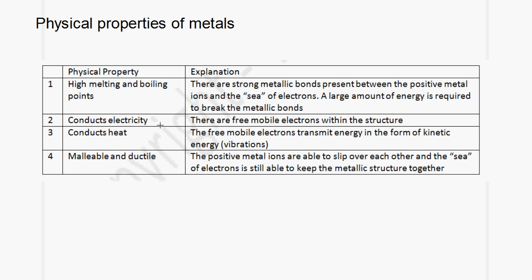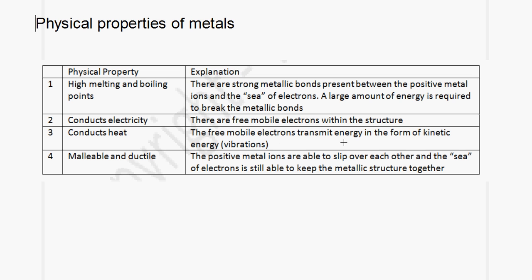The second physical property, they conduct electricity. There are free mobile electrons within the structure, and since the electrons can move, the metal is able to conduct electricity. Metals also conduct heat, and this also has to do with the free mobile electrons.